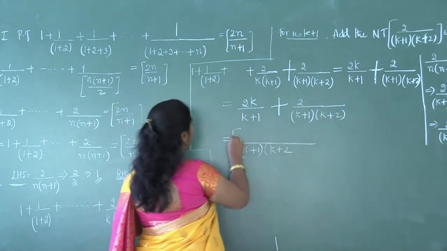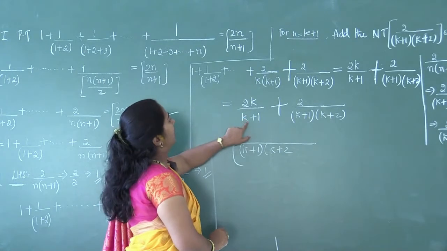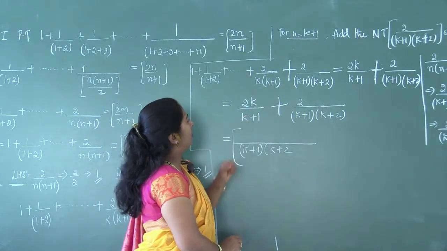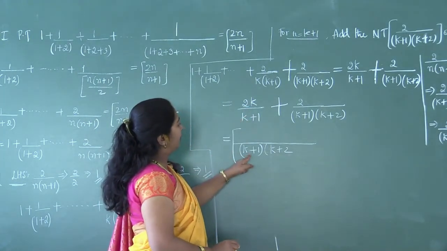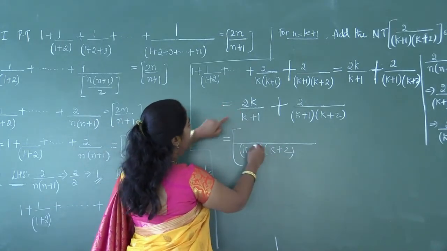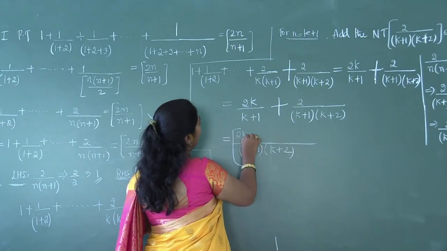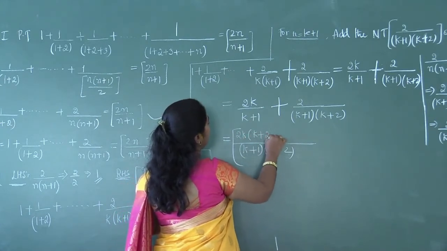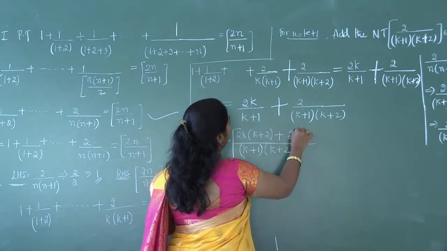Consider the first term. What is the first term? 2k divided by k plus 1. So, how do you take the LCM? K plus 1 gets cancelled, and what is left out here? K plus 1 into k plus 2, that is 2k into k plus 2 plus 2.